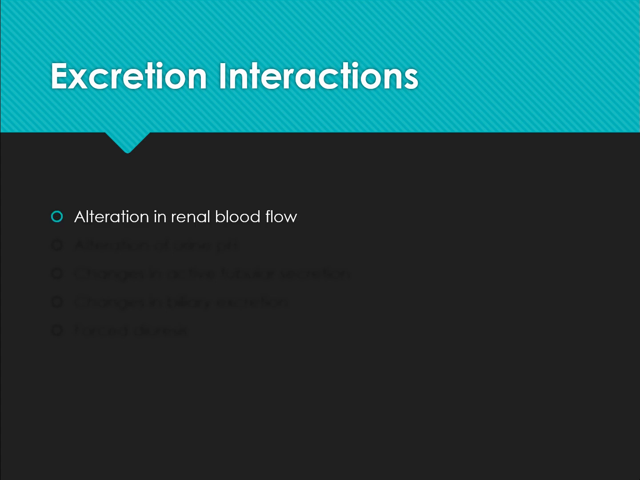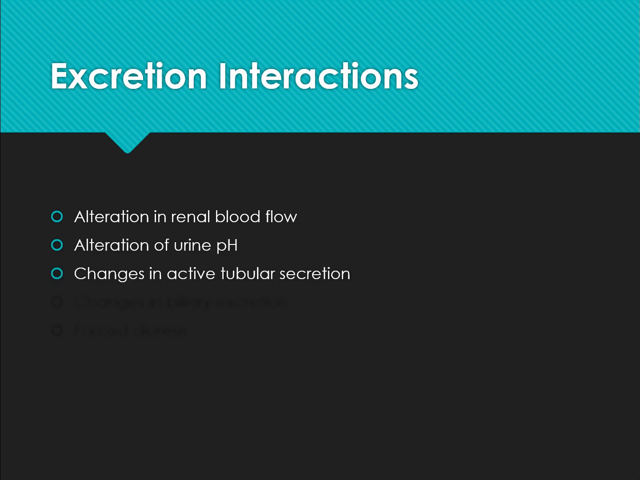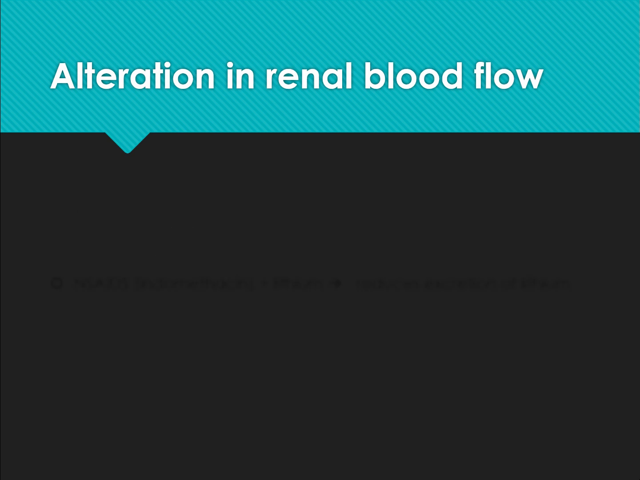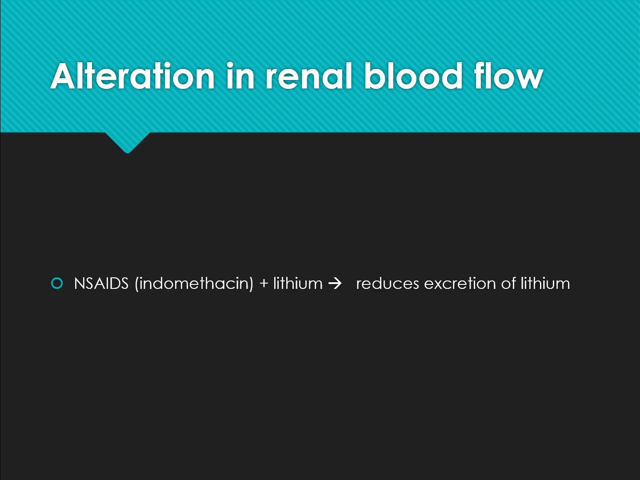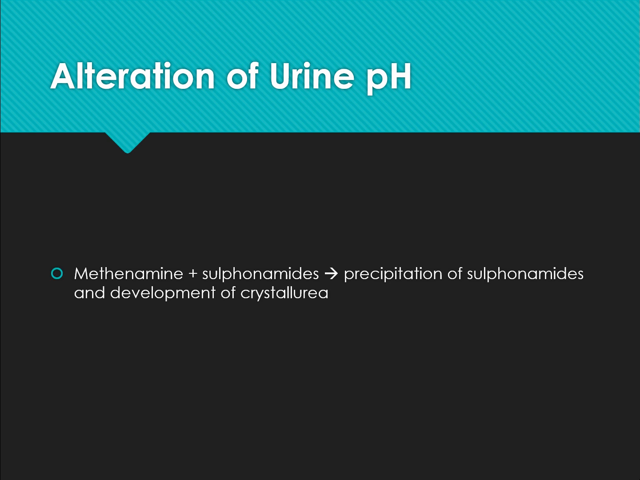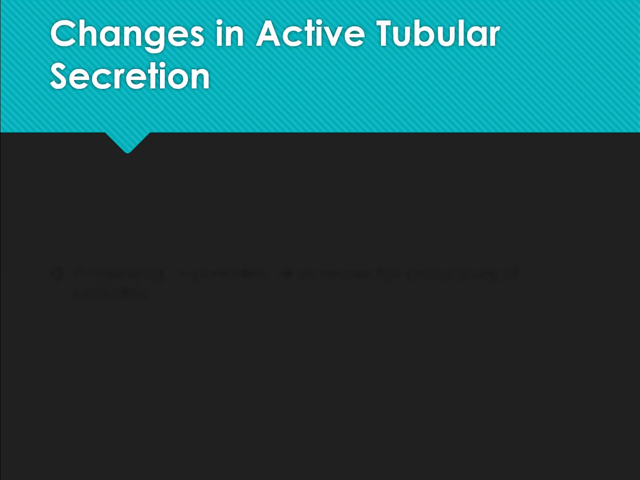Excretion interactions might be due to alteration in renal blood flow, alteration in urine pH, changes in active tubular secretion, changes in biliary excretion, and forced diuresis. For example, for alteration in renal blood flow, NSAIDs will cause prostaglandin synthesis inhibition, and that will lead to a complex interaction regarding lithium excretion. Basically, the combination will reduce the excretion of lithium. Alteration in urine pH: methenamine can alter the urine pH and precipitate the sulfonamides and lead to the development of crystalluria.